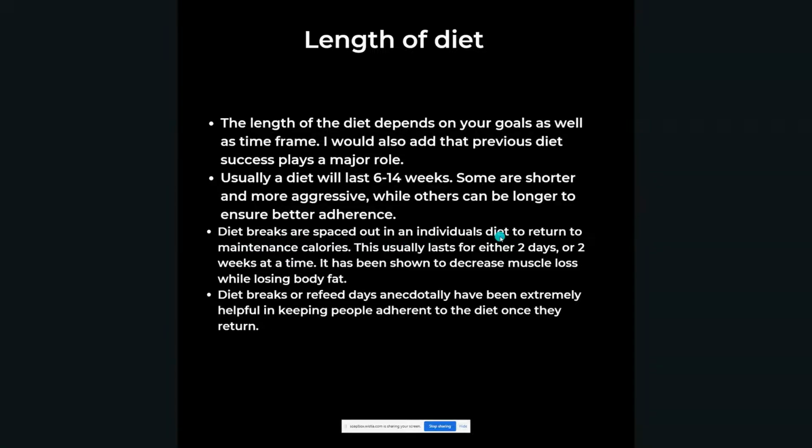They can be spaced out, and you usually want to return to maintenance calories when you're on a diet break. Now, why would you need a diet break? You're like, no, I'm just going to go through. That's just taking extra time for me to be done with my diet. Now, I would agree that that is definitely the case.